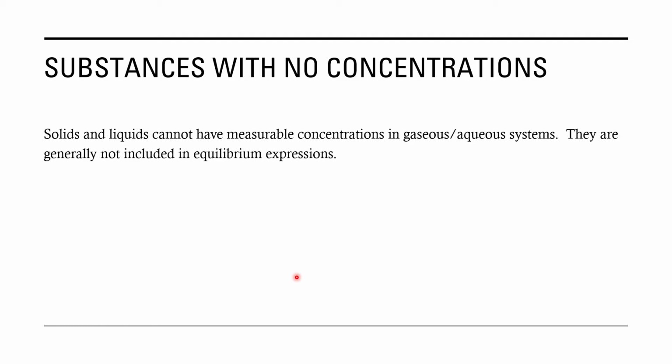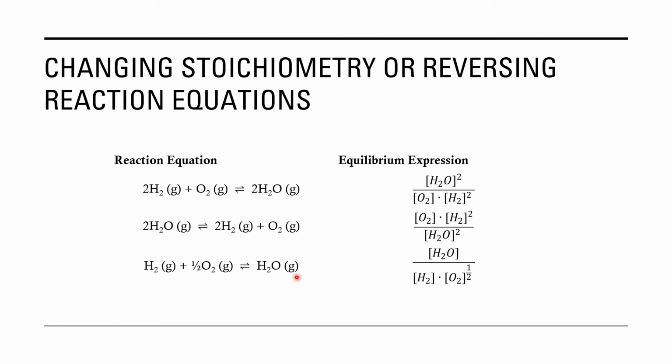So if you see a solid or a liquid, it's usually a pretty safe assumption that they will not be included in the equilibrium expressions, and they just don't get written into that equation that you make at all. What we may also see is that we can change the stoichiometry or reverse reaction equations, and that will have an effect on the equilibrium expression.